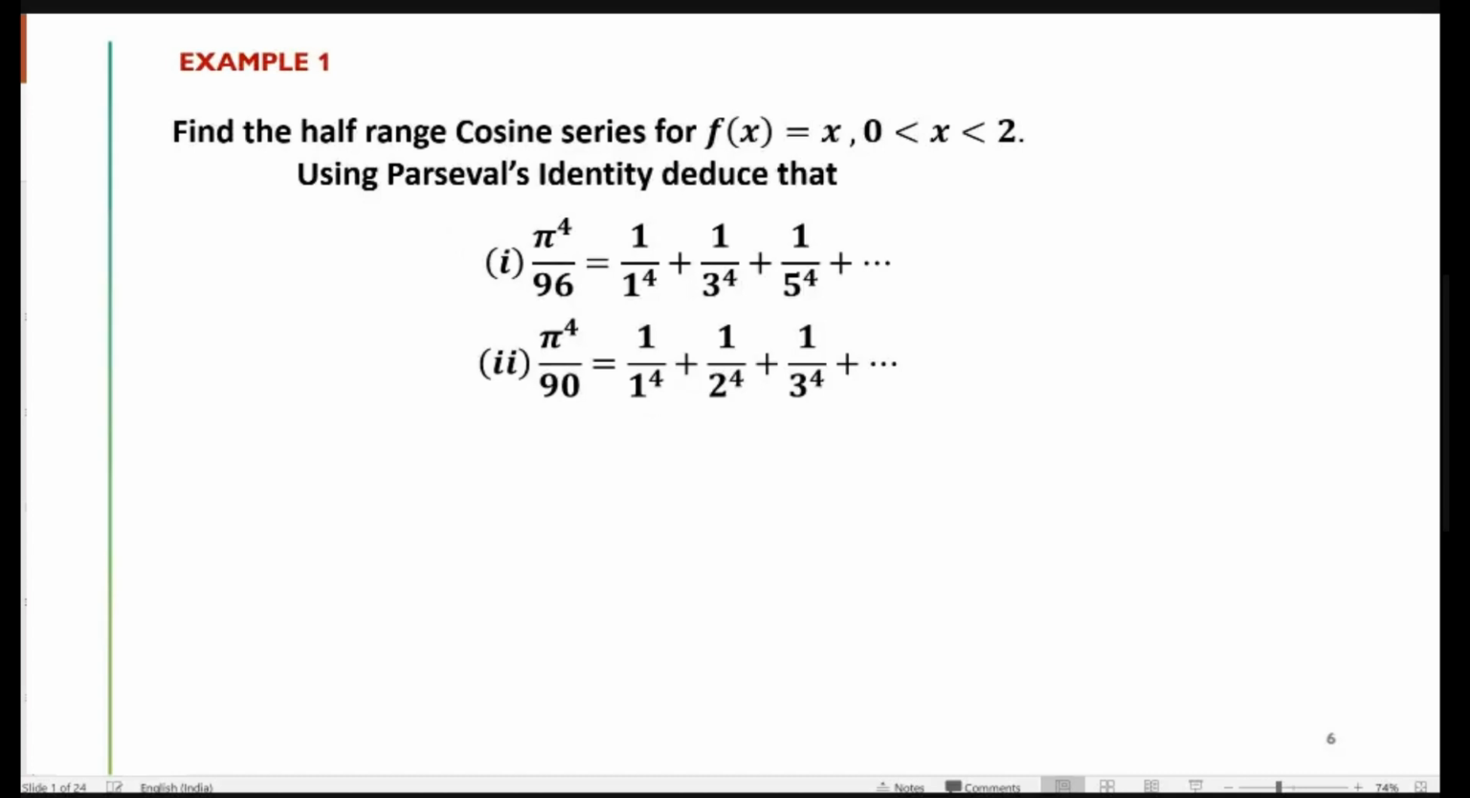So first problem, find the half range cosine series for f of x is equal to x, 0 less than x less than 2, using Parseval's identity. Deduce that. Okay, normally this is the question, this way the questions are asked. Find the half range or find the Fourier series, and then using Parseval's identity deduce that.